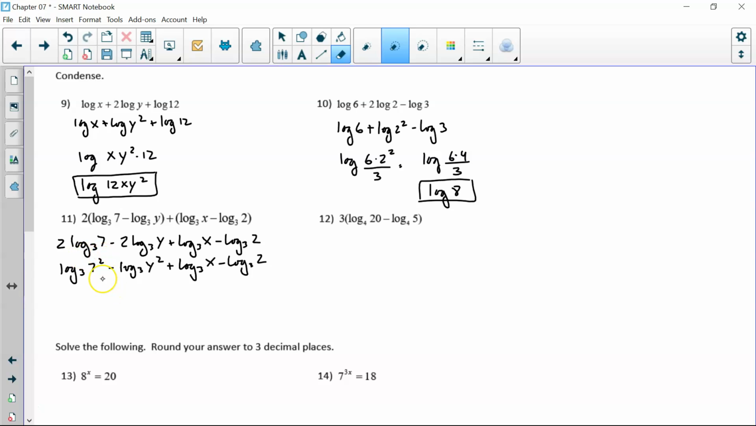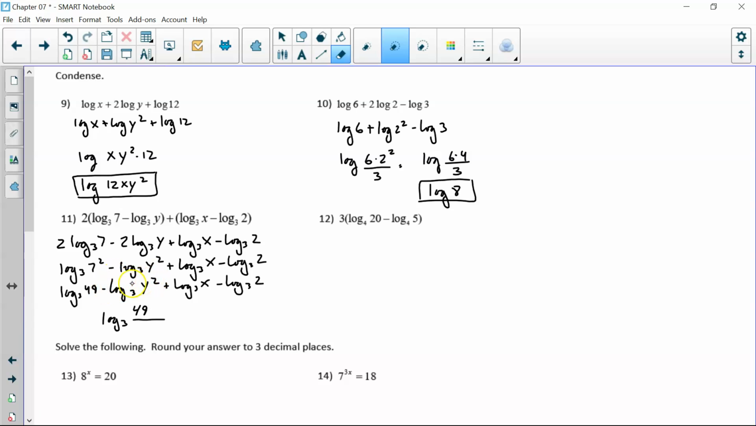Now, 7 squared is the same as 49. So it's really the log base 3 of 49 minus the log base 3 of y squared plus the log base 3 of x minus the log base 3 of 2. Now, what I would do here is I'd write 1 log base 3. Since we have positive and negative signs here, I'm going to put my fraction bar. Anything that has a positive in front goes in the numerator. Anything with a negative in front, it goes in the denominator. Since that's a positive, the 49 goes in the numerator.